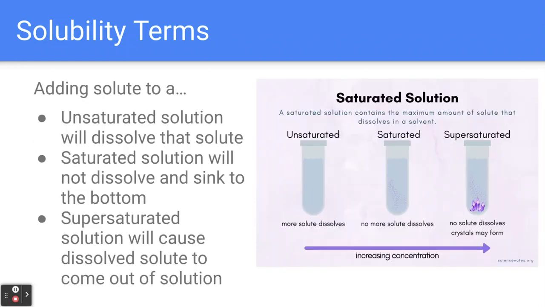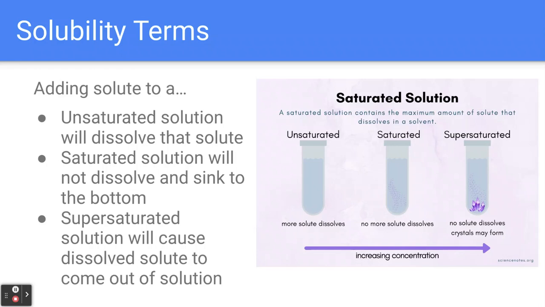So when we think about a saturated solution, if we were to try to add solute to an unsaturated solution, you would still be able to dissolve more. If we added salt to a saturated solution, it won't dissolve and it'll just go to the bottom. And then supersaturated means that you will have more solute in solution than should happen.